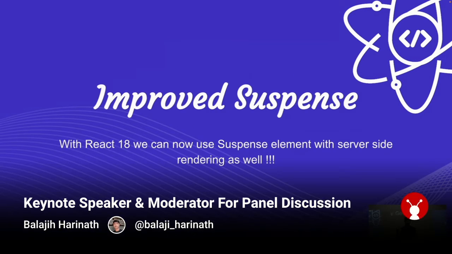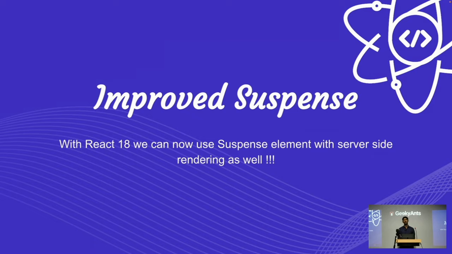And the next one is improved Suspense. The Suspense element was supported in React 17, but it was majorly used to wrap lazily loaded components. It was used to show a fallback component until the lazily loaded component, or that particular bundle, was completely downloaded. But prior to React 18, we could not use the Suspense element if we also had server-side rendering in our application. With React 18, this has changed, and now we can use the Suspense element with SSR as well.